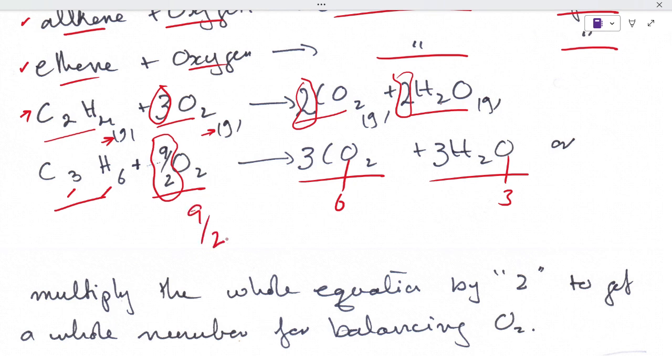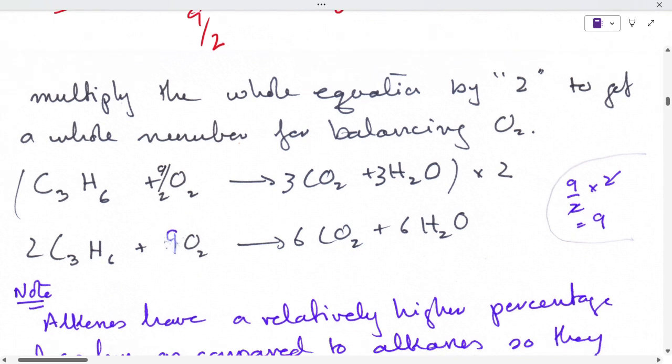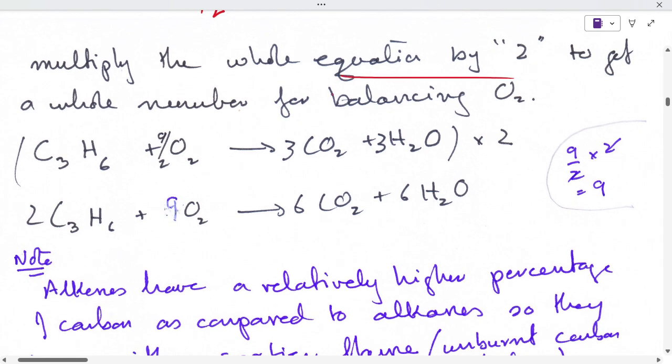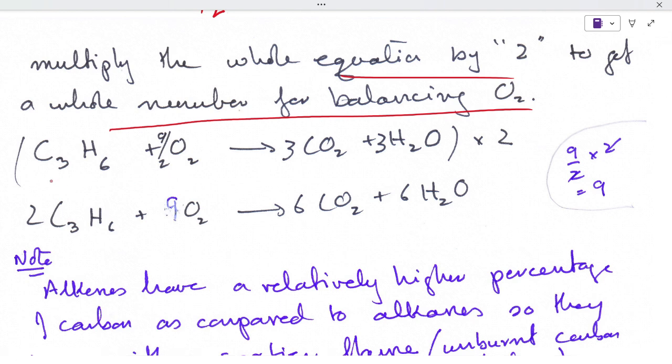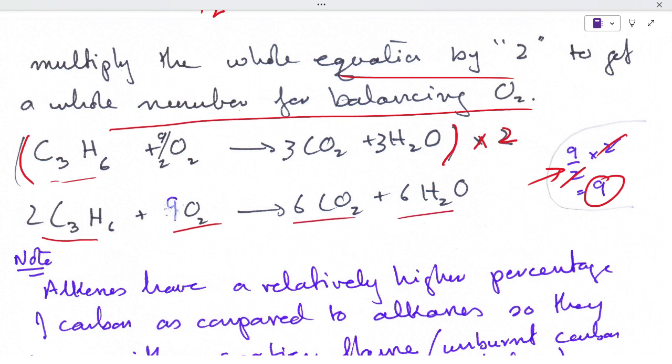Or there is another way. Multiply the whole equation by 2 to get a whole number for balancing oxygen. So I have written the equation again, putting it in brackets. I have multiplied it by 2. So when I multiply it by 2, on the right side you can see, in order to explain, when I multiply 9/2 by 2, it comes out to be 9. So our equation becomes 2 moles of propene react with 9 moles of oxygen, forming 6 moles of carbon dioxide and 6 moles of water.